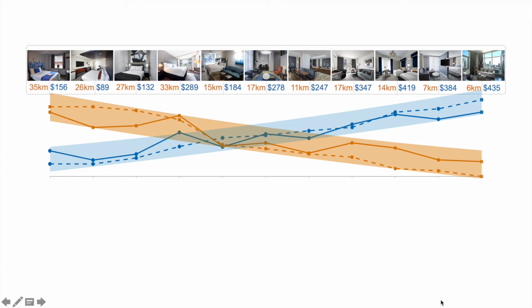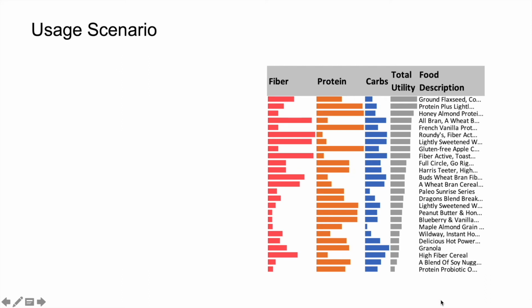Let's see how to use Imma Sort. Imagine we need to select the cereal from a list, and we care about nutrition attributes including fiber, protein, and carbohydrates. A common way is to sort by a utility of weighted sum of attributes. We usually start searching from the first one, which has the highest utility.